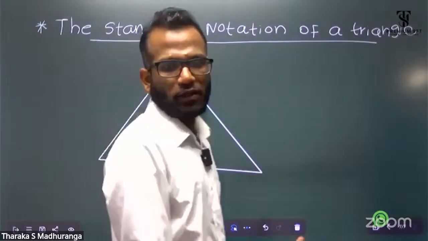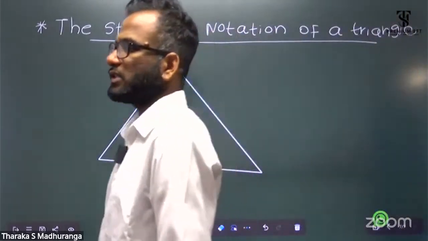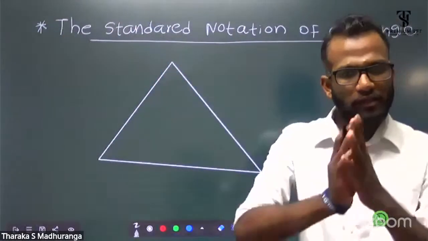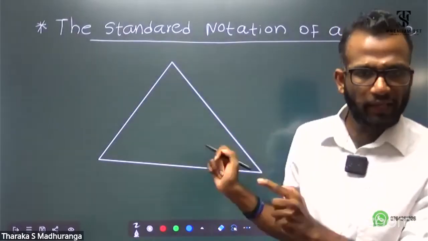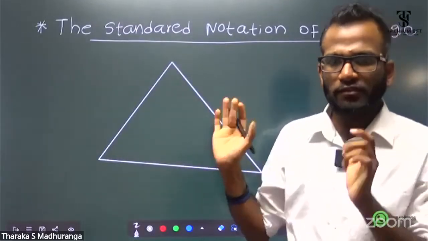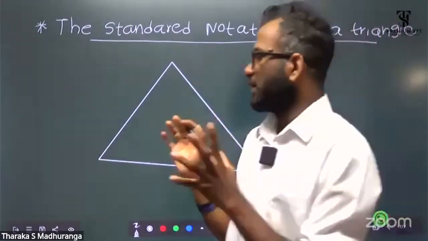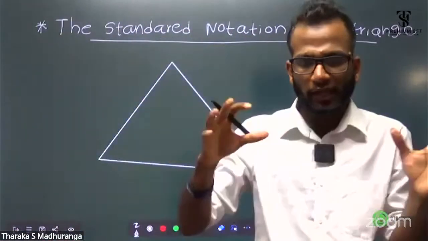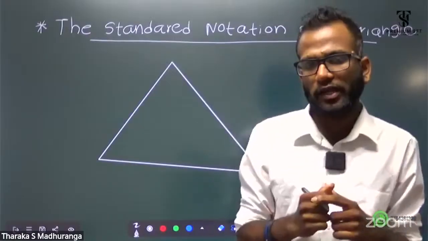Then what's the meaning of the standard notation? Okay, as I told you, a triangle has 3 sides, 3 angles and 3 vertices. If we label all these sides, angles and vertices in a standard way, the entire world's standard method, that we call the standard notation.